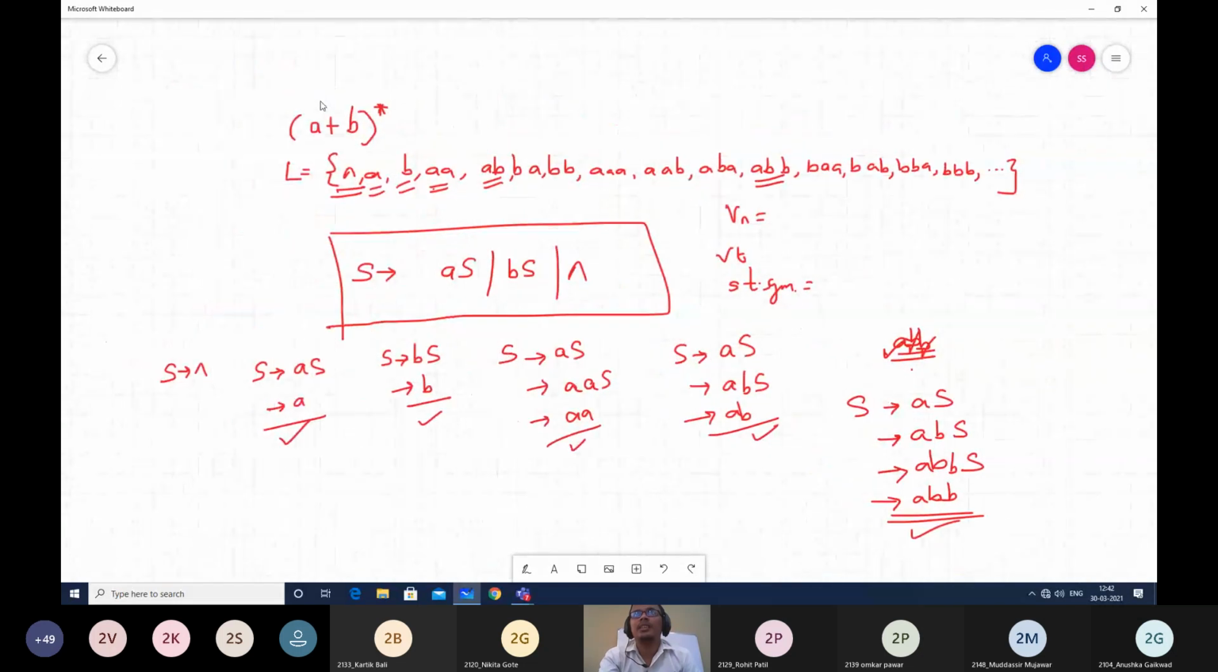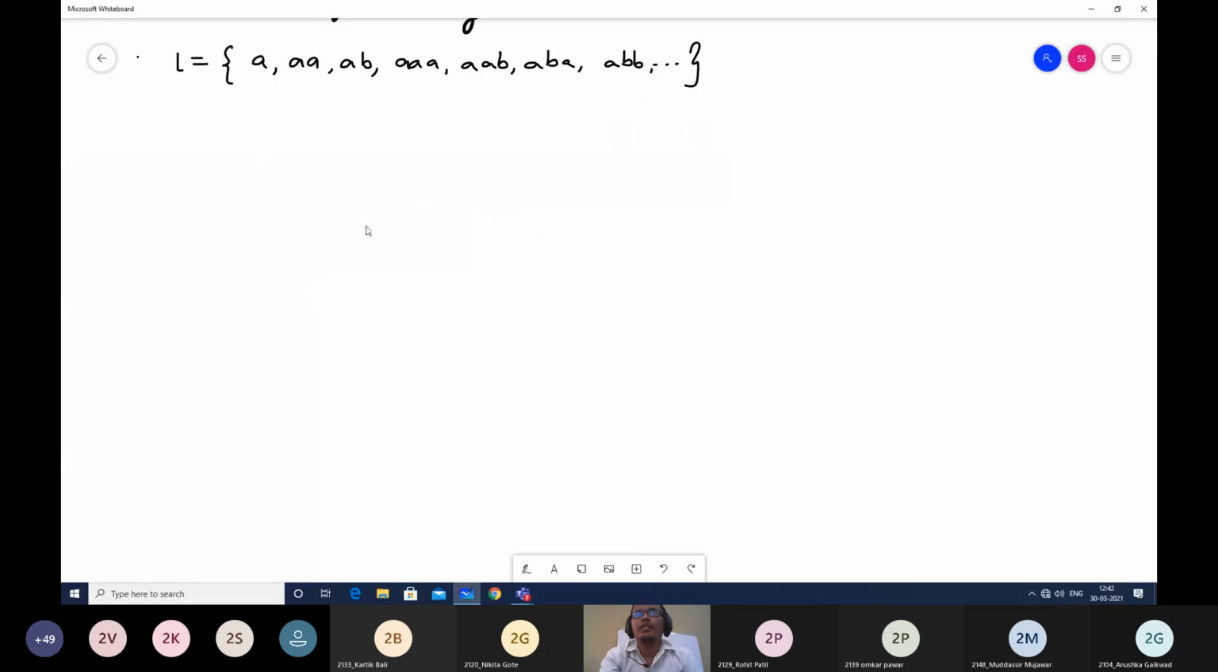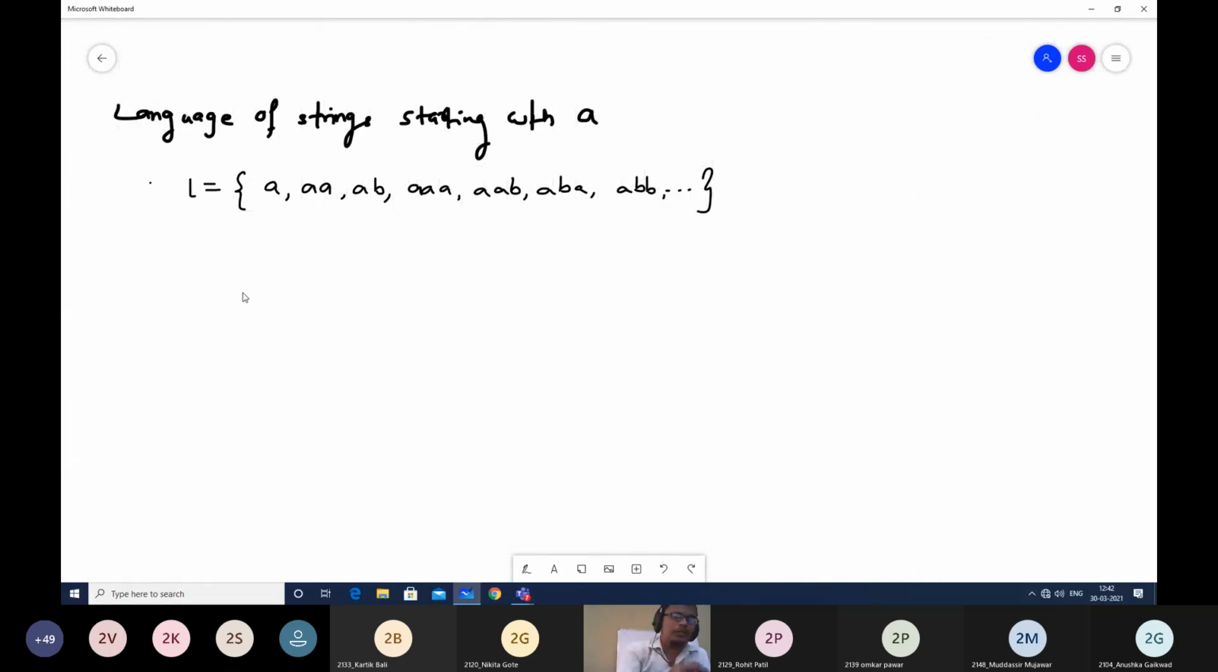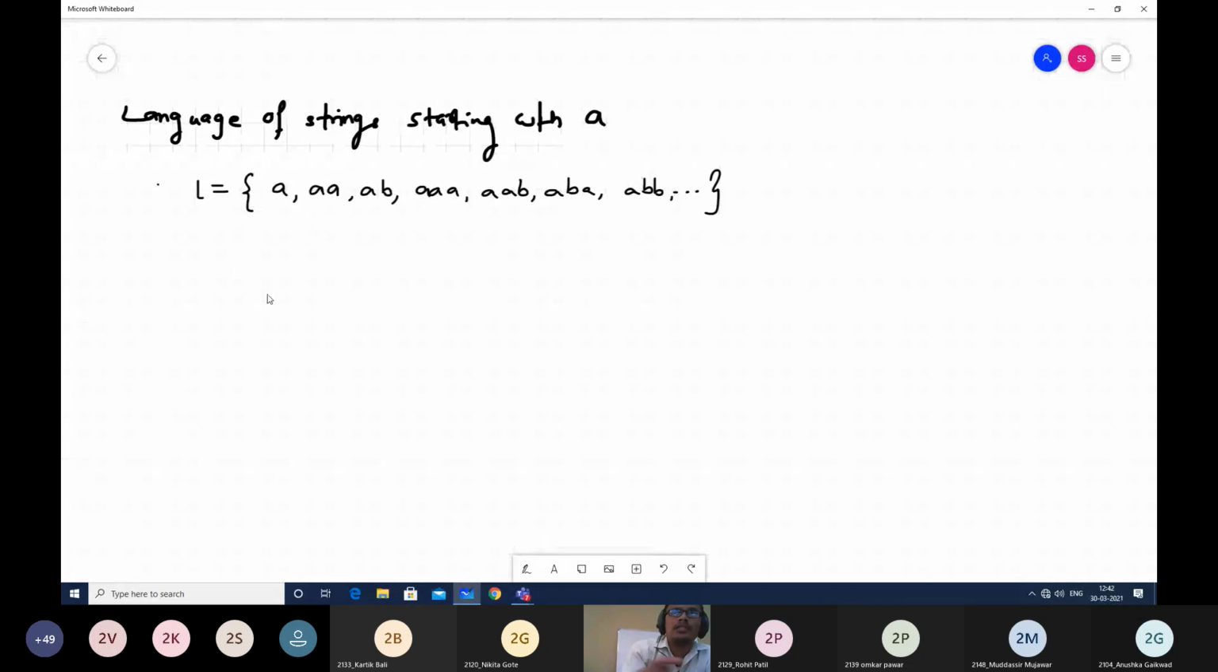Any combination of A and B is this one: AS or BS or null. Now we need to solve it for strings starting with A. First my string should start with A. So from S, when I start, the first thing should be A.